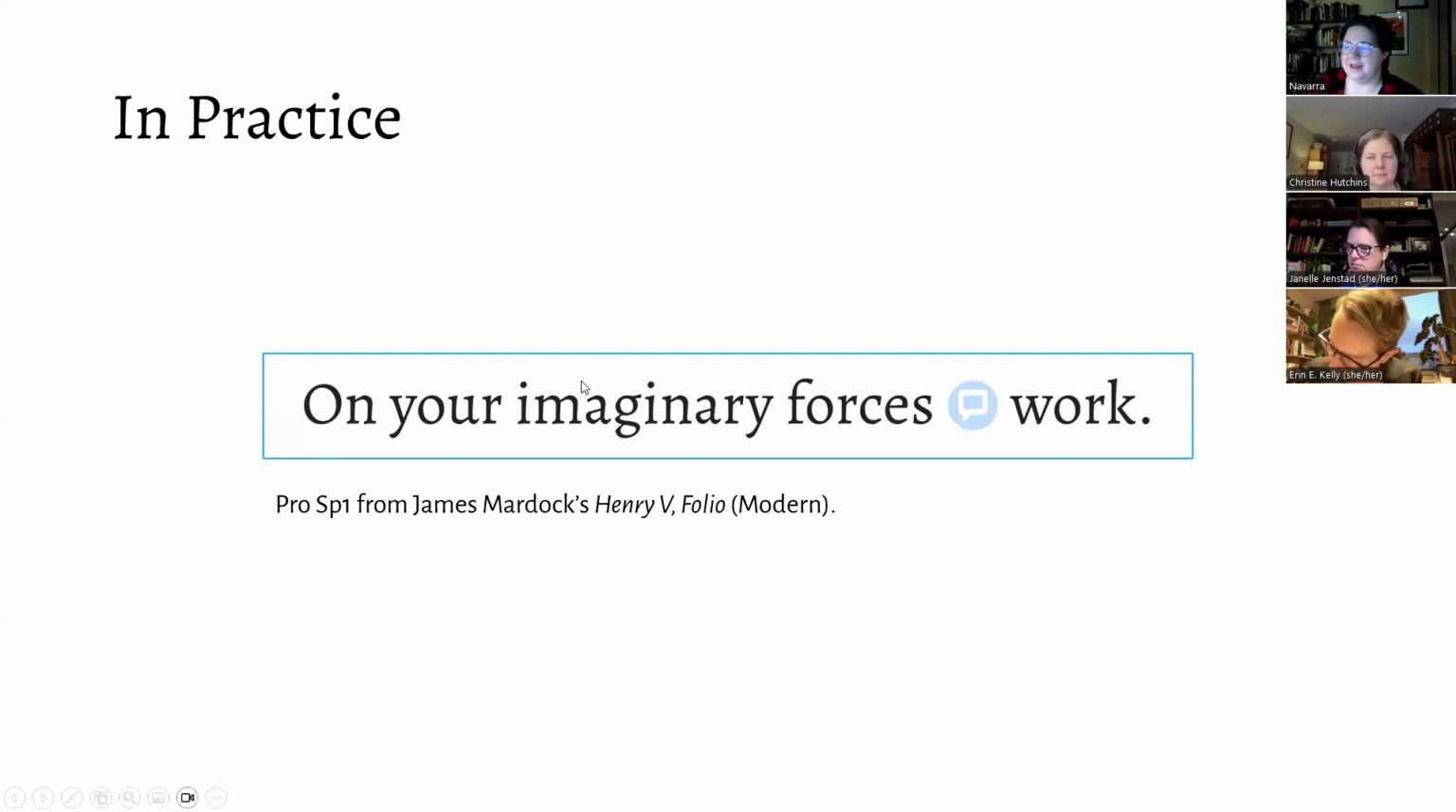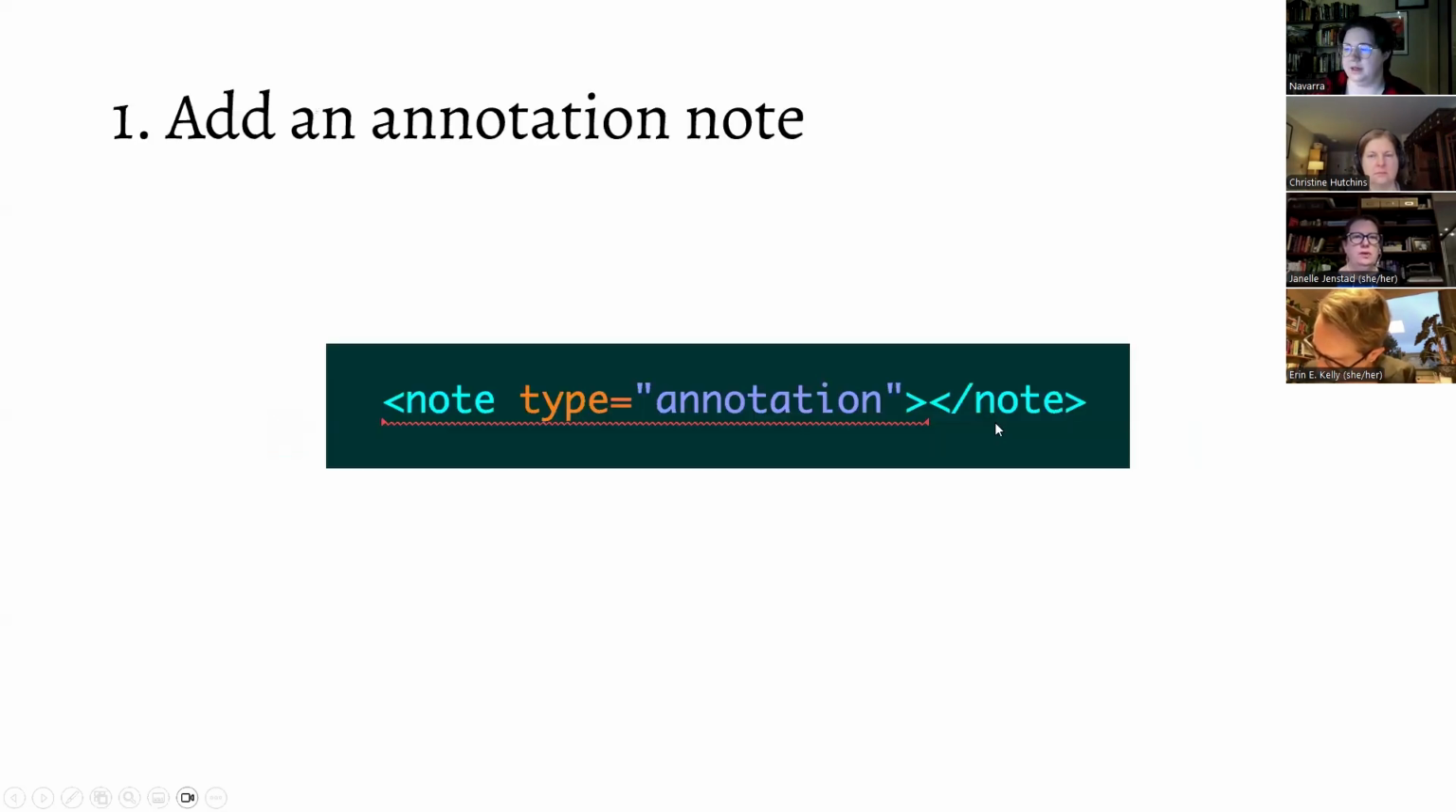So here's a little bit of text from Henry V, the modernized version of the folio edition by James Murdoch. And James has added an annotation on your imaginary forces, which on our website looks like this. We've got this little annotation bubble. The first thing that you're going to do is in your annotation file, add an annotation note. This is what it looks like.